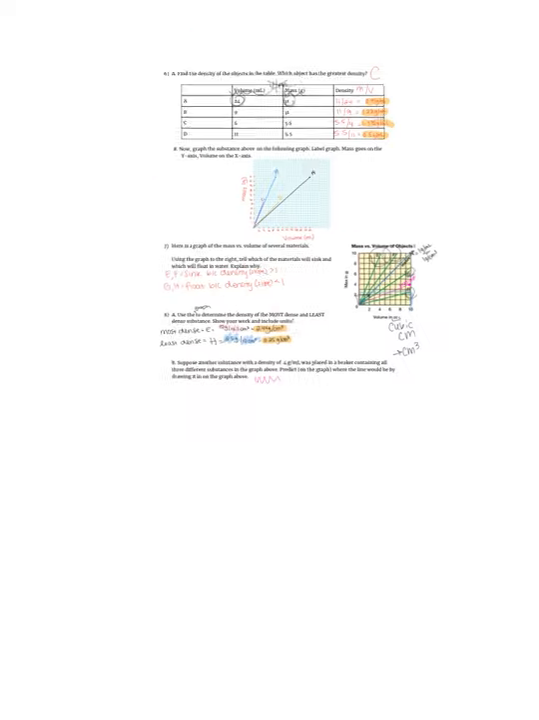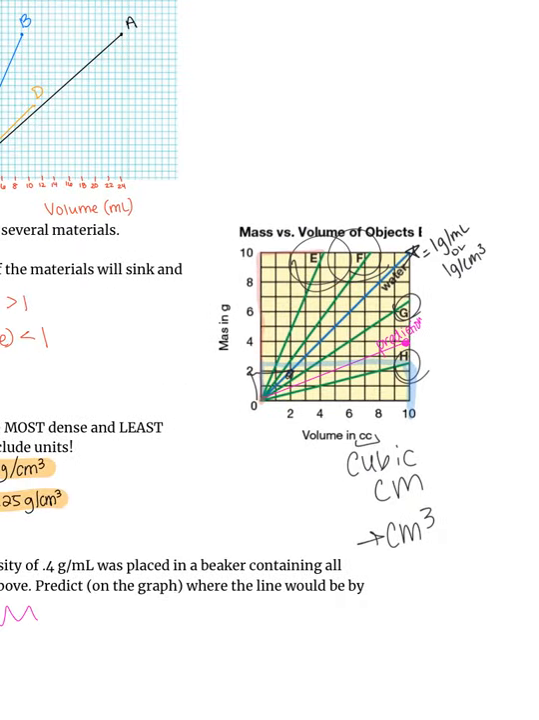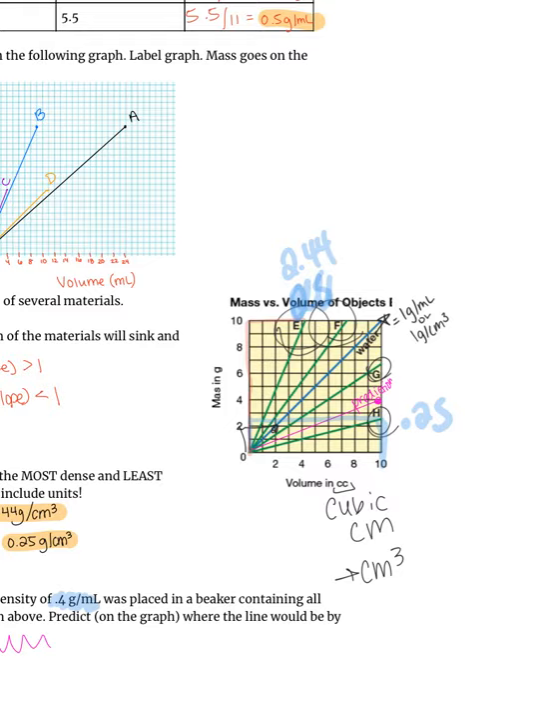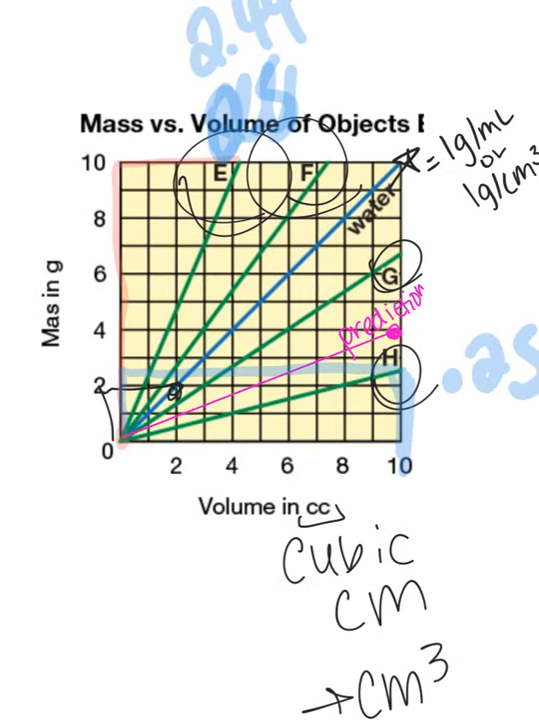All right, so I know the steepest one is 2.55, or I'm sorry, 2.44. And I know that my least steep is 0.25. If I know the density is 0.4 grams per milliliter, I know it needs to go in between those. So when I draw my line, I want to draw a line that goes in between those two. Not only that, I know that the water has a slope of 1, so I know it needs to be between the water and H.